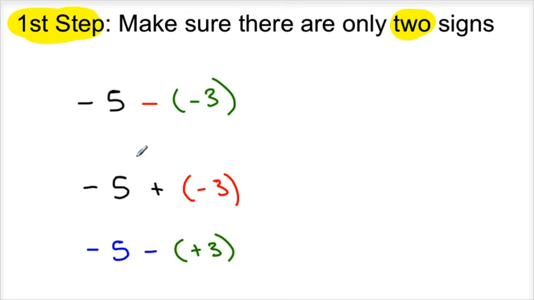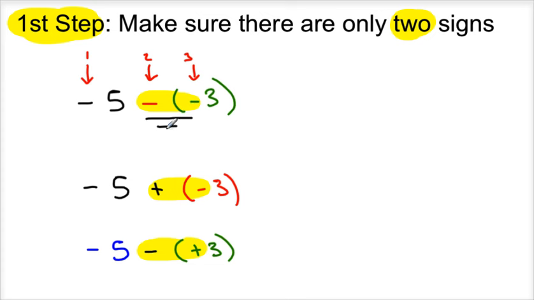First step, make sure there are only 2 signs. So if you notice, here I have -5 minus -3. This has two signs in between here. I don't want 2 signs. Now, if you look at this, I have 1, 2, 3 signs. I don't want 3 signs. I only want 2. So what I want to do is combine these 2 signs in the middle, and combine these 2 signs in the middle here. The middle should only have 1 sign.